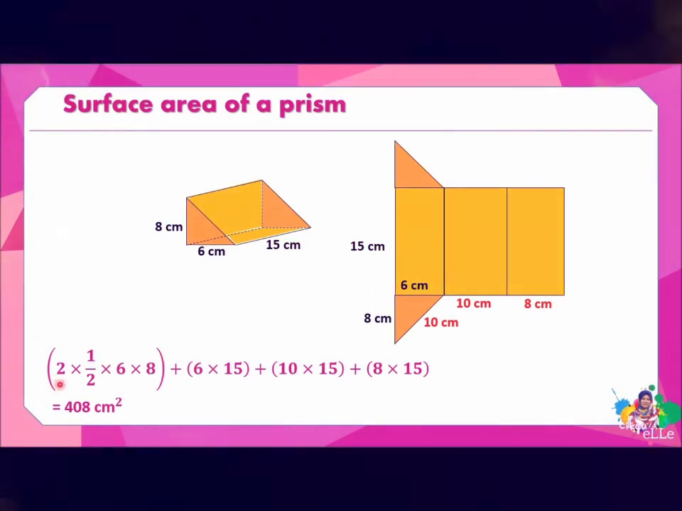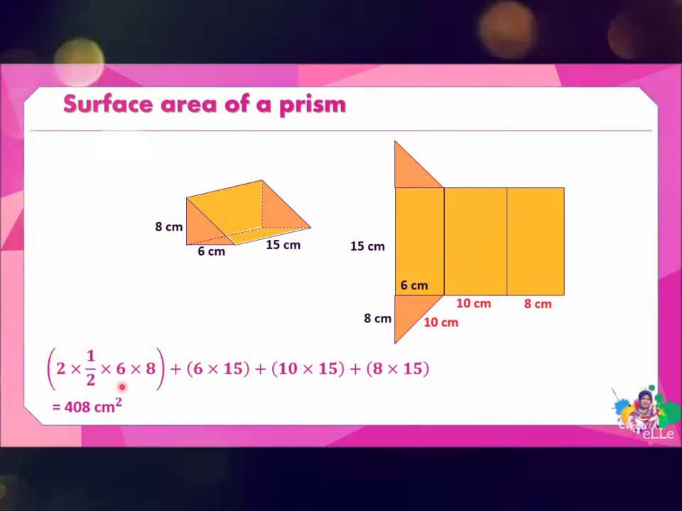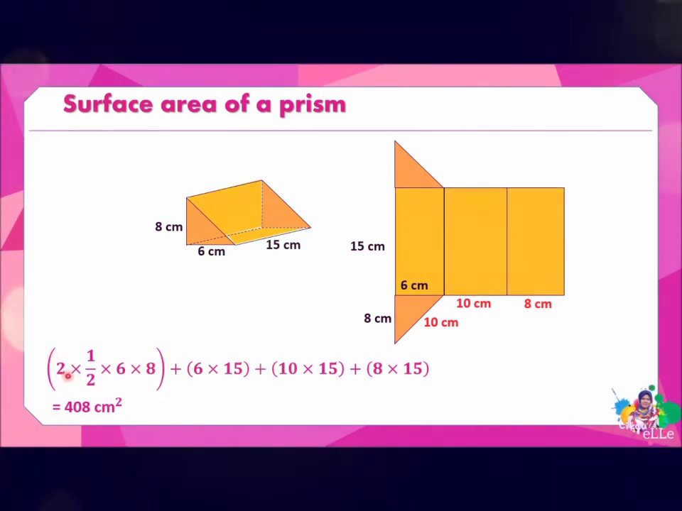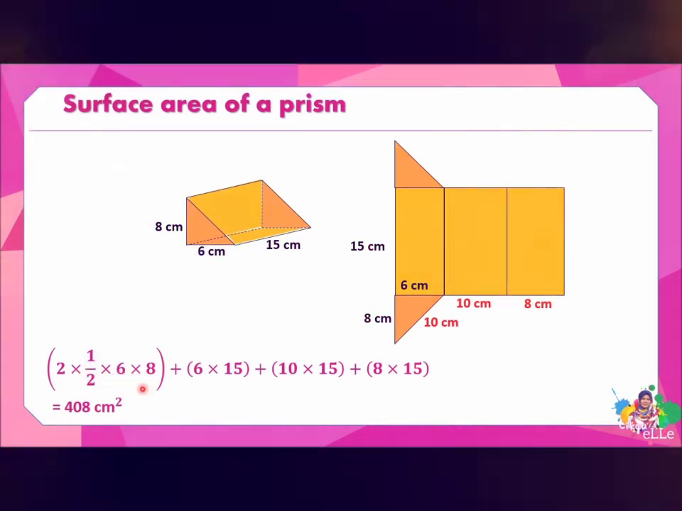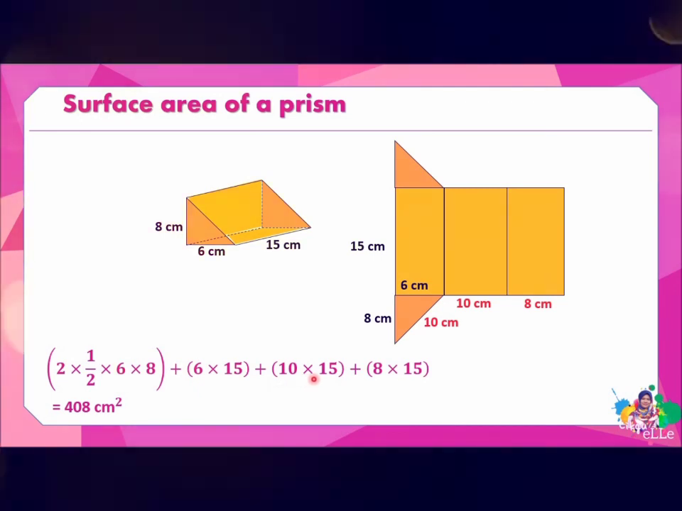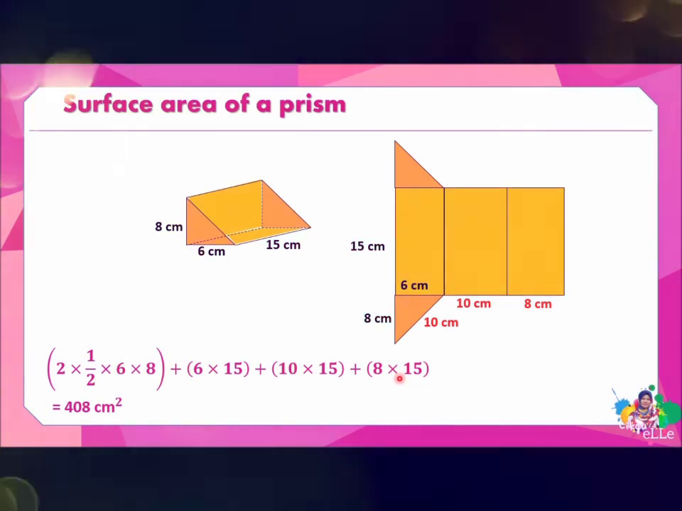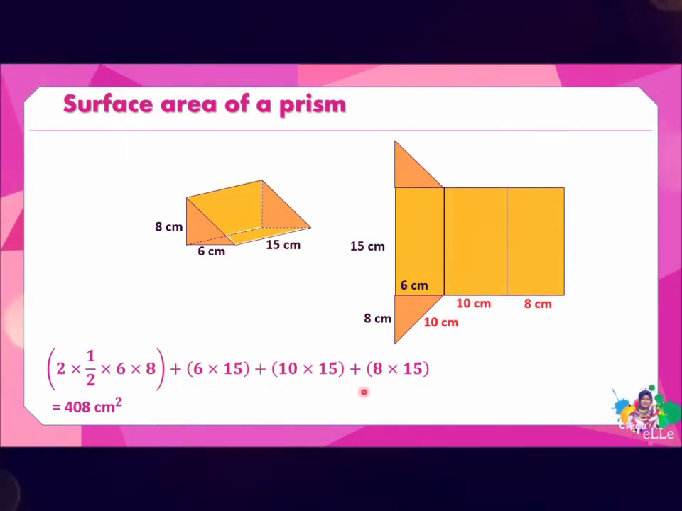Then you calculate. This one is the area of the triangle. 2 triangles: 2 times 1/2 times 6 times 8, plus the first rectangle 6 times 15, the second rectangle 10 times 15, and the third rectangle 8 times 15. Then you add all the areas to find the surface area of this prism.